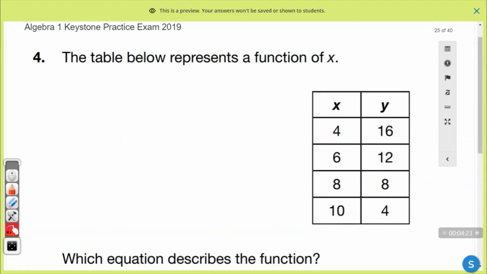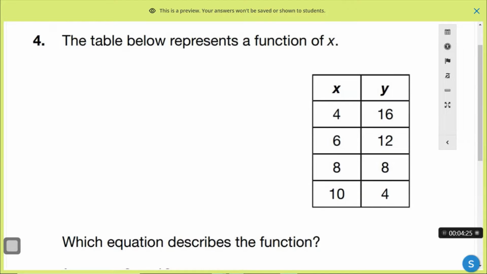Let's take a look at question number 4. The table below represents a function of x. Which equation describes the function? Well, before I even look at those, I can find my equation all on my own without looking at the multiple choice options. That's the best way to go.